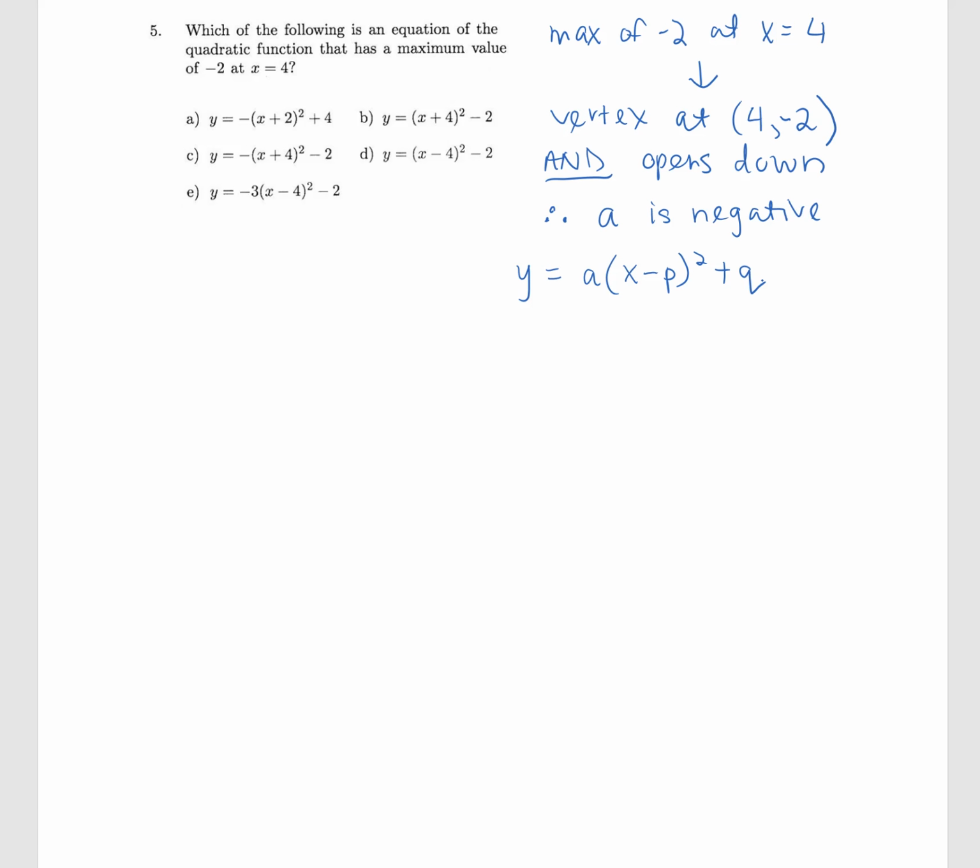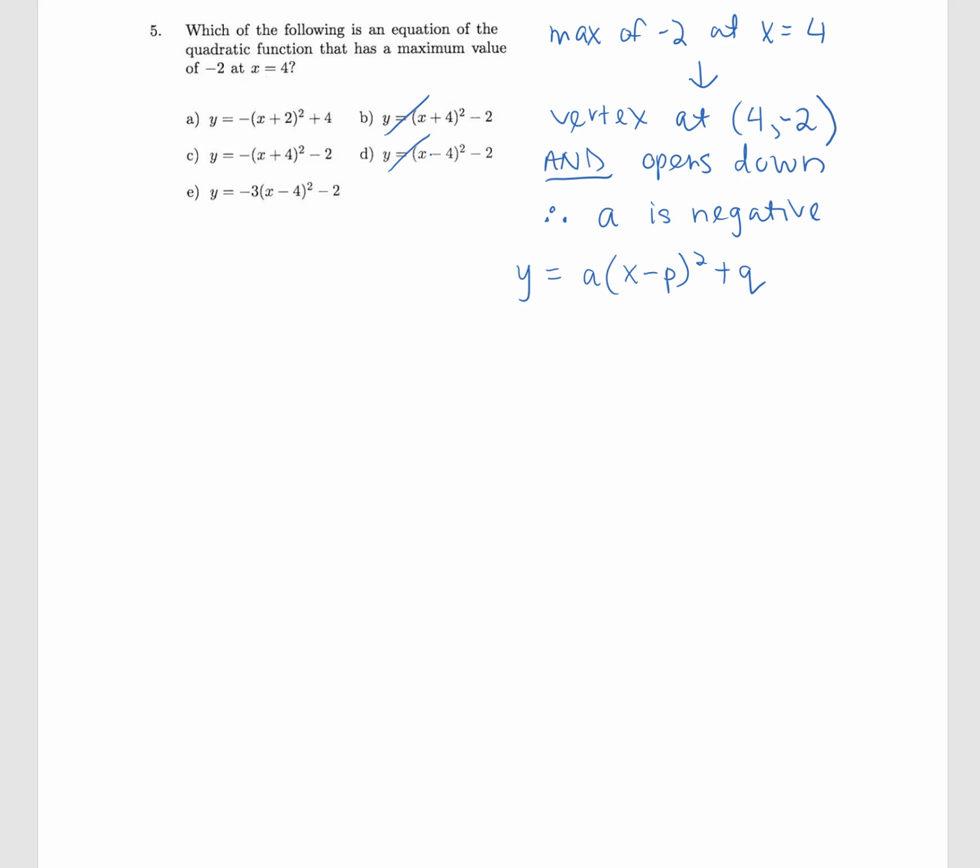And looking at these options here, simply knowing that a is negative, we can cross off a few of the options. We can cross off option B and D because these have a positive 1 essentially in front of this squared term.